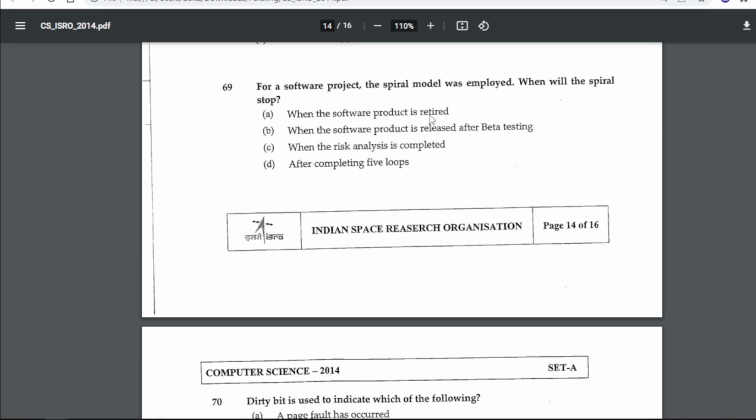Generally process models end when software is delivered, but the spiral model can be adapted to apply throughout the life of the computer software, right? So the spiral model can be characterized in a way that it can remain operative until the software is retired.